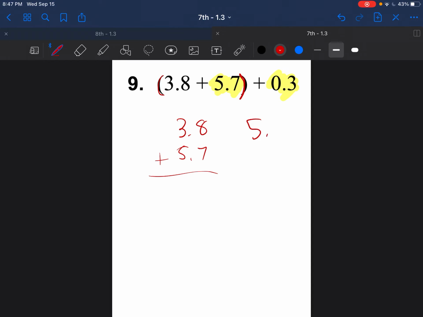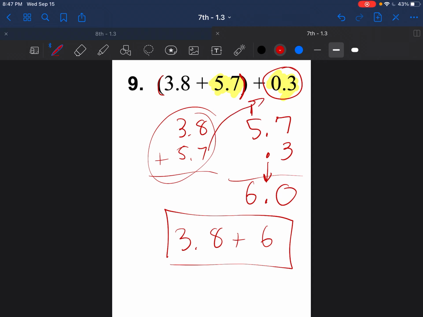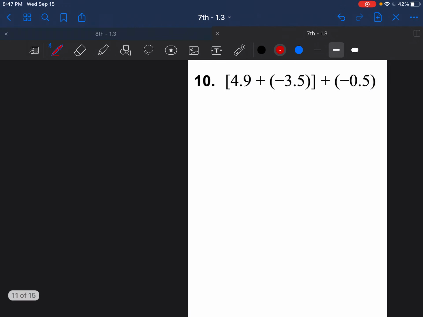Let's see. 5.7 and that 0.3. 7 plus 3 gives you 10. Carry the 1. 5 plus 1 gives you 6. Drop down that decimal. So you now have 3.8 plus 6. Much easier to add this than to add this, then add that. So I know 6 plus 3 gives me 9, plus 0.8 is going to give you 9.8. Alright, let's move on to the next one.